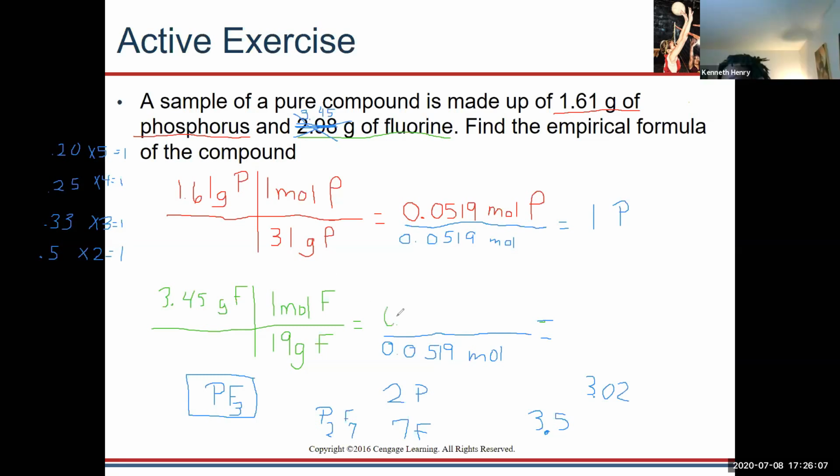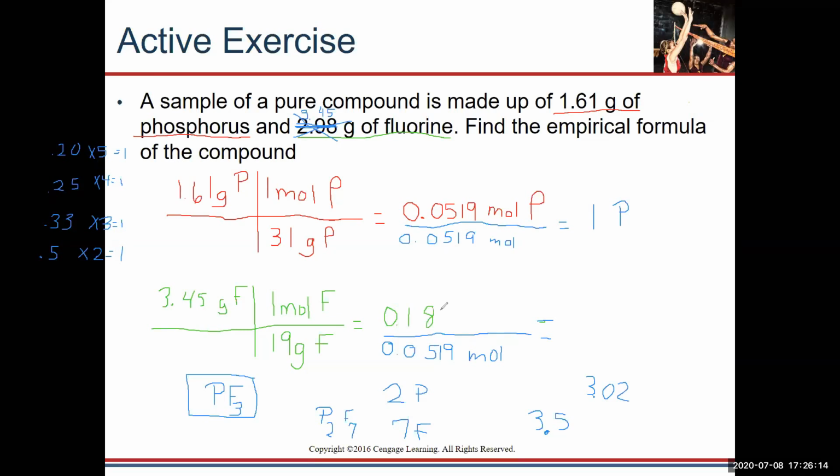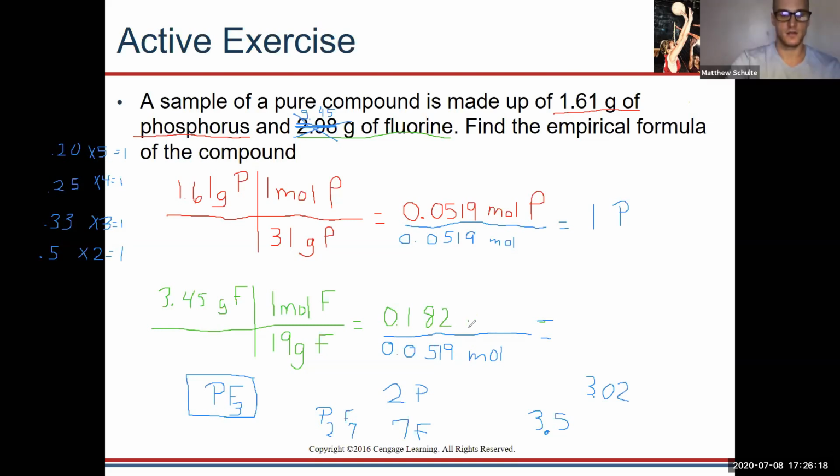So it's going to be 0.1815. So then 1, 2... yeah, for 3 sig figs. And then you'll divide that by the 0.0519 to get 3.498. So that would just be 3.5.